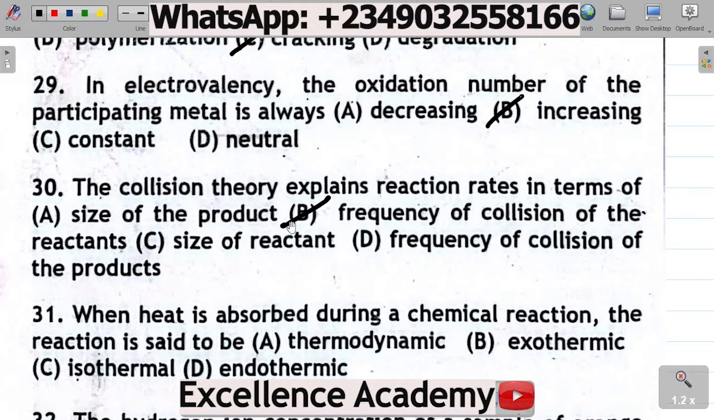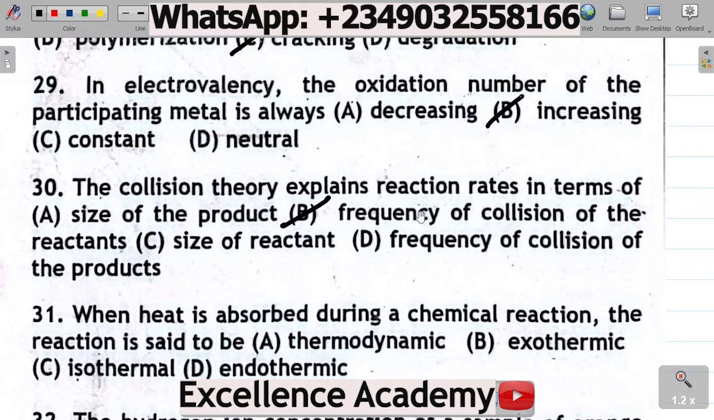And this is true because the concept of collision theory is used to predict the rates of chemical reactions, particularly for gases. The collision theory is based on the assumption that for a reaction to occur, it is necessary for the reacting species, that's either atoms or molecules, to come together to collide with one another. So the reactants must come together to collide with themselves before a product can be formed.